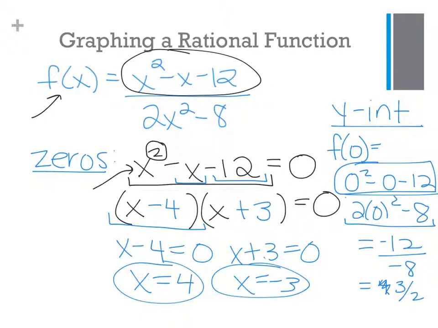Okay, both 12 and 8 are divisible by 4, so if I divide 12 by 4, I get 3. If I divide 8 by 4, I get 2, and because both values are negative, we end up with a positive y-intercept. So 3 halves is also the same as 1.5, and our y-intercept is at 1.5, or 3 halves. All right, so we still have to graph the function. We've found the vertical asymptote, the horizontal asymptote, the domain, and the intercepts. And so now what we're going to do on the next slide is graph this function.